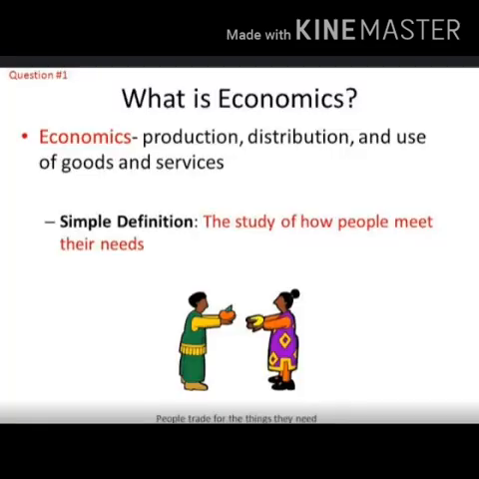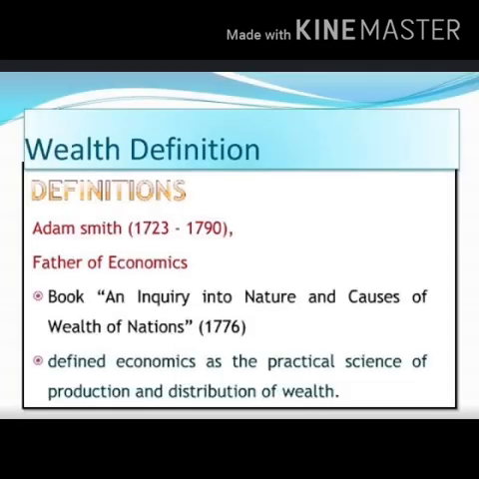Now children, as you can see here, what is economics? You already know this one. Economics is the production, distribution and use of goods and services. Use means consumption of goods and services. Simply we can say that economics is the study of people, how they meet their needs. That means how they make their choices out of given resources. Clear? Now next, the first one is the wealth definition.